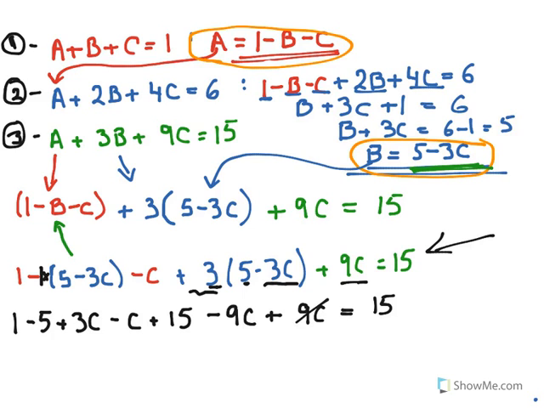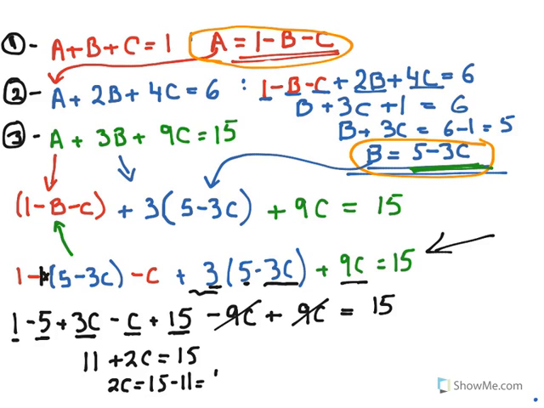So we can see that the plus 9c cancels with the minus 9c. Let's count up our numbers here. We get 15 minus 5 plus 1. 15 minus 5 would give us 10. 10 plus 1 would give us 11. So we'd have 11 here. 3c minus c would give us 2c, equals 15. So we now have that 2c equals 15 minus 11, which is 4.